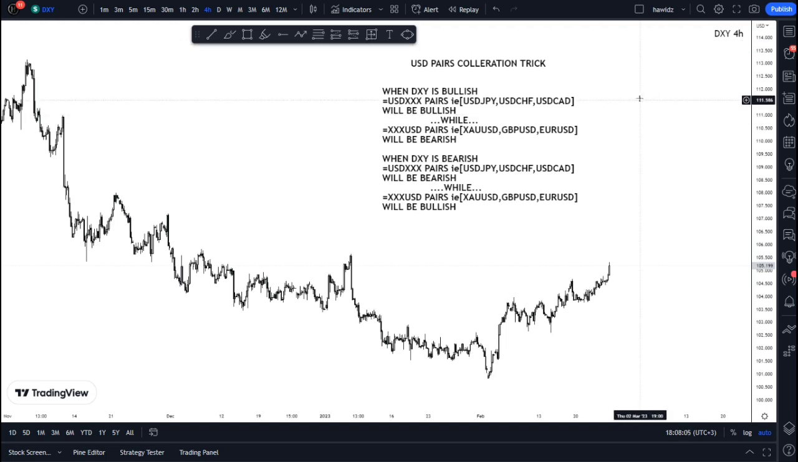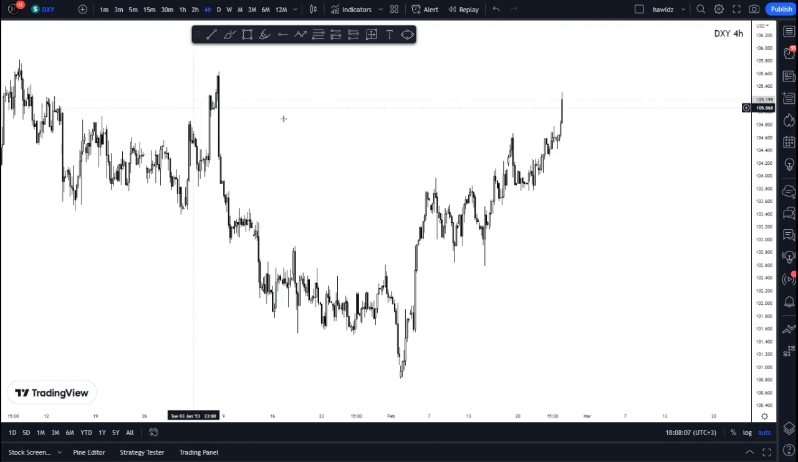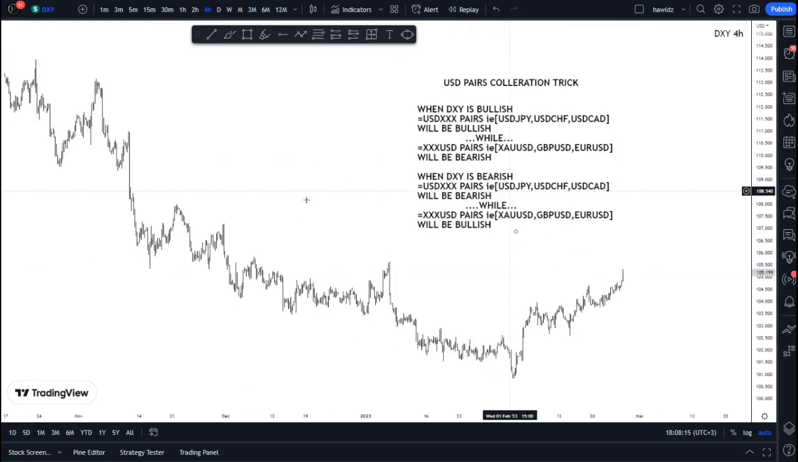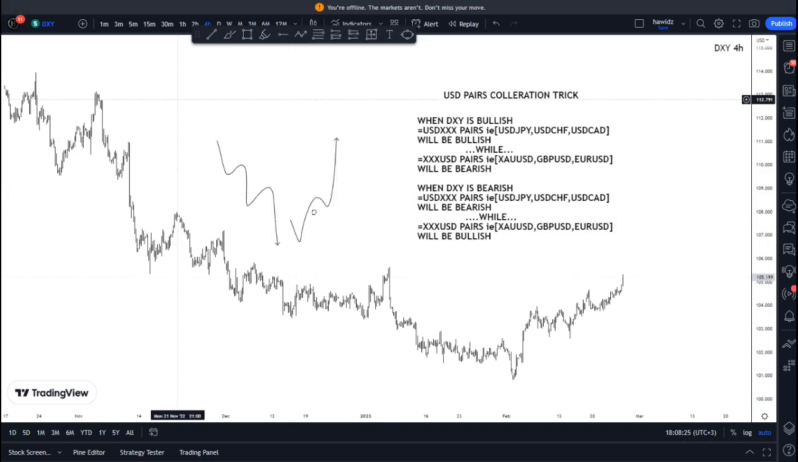The main thing we're going to focus on here is this DXY pair. This is the dollar currency index. It just represents how the dollar is moving. If the dollar is weak, then it will be bearish, and if the dollar is strong, then it will be bullish. That's the function of DXY.